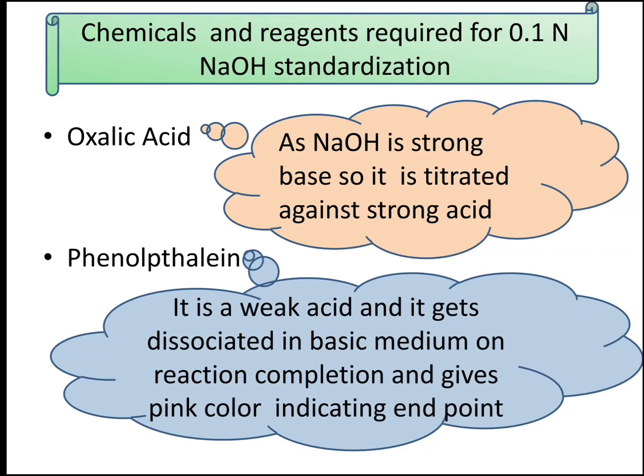And phenolphthalein is a weak acid and we are using it as an indicator. It gets dissociated in the basic medium of sodium hydroxide on reaction completion and gives pink color, indicating the endpoint. Means in the starting of the reaction, the solution is colorless. As the basicity of the reaction mixture increases, the phenolphthalein gets dissociated and shows pink color, which indicates the endpoint.